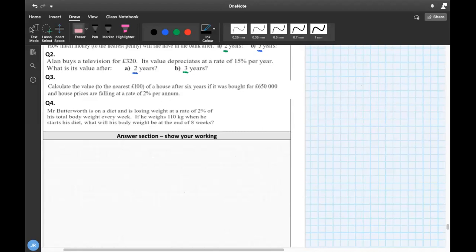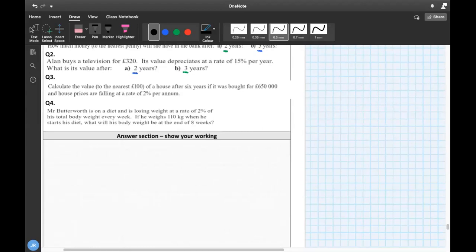Another issue with houses, where you might need to bring some maths in, is the rate at which they depreciate. Okay, they go down, or the rate at which they appreciate, they increase. Here though, this person's house has depreciated by 2% per annum. Okay, so that's 2% per year.